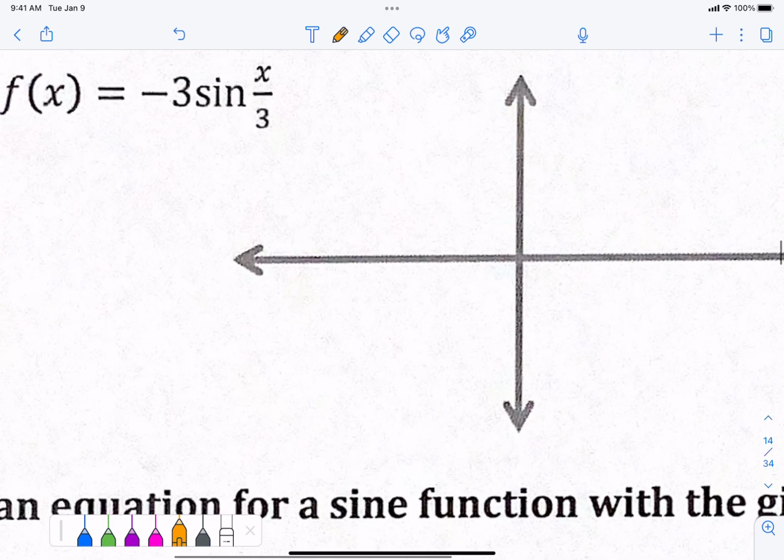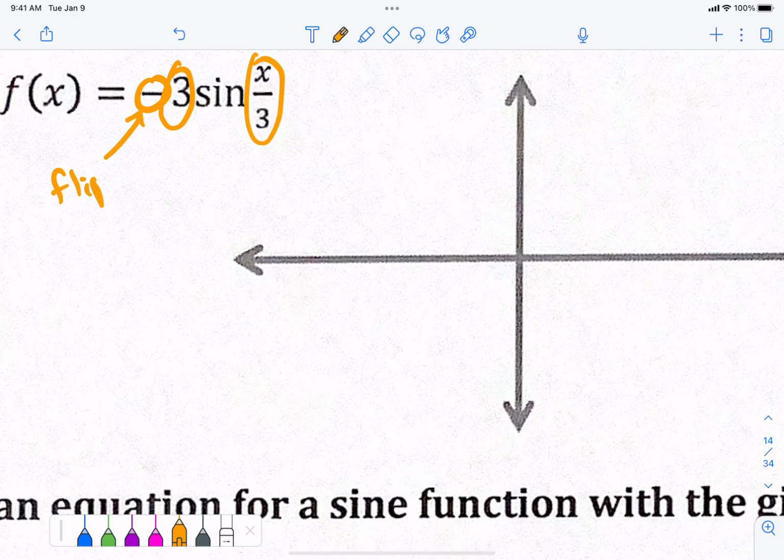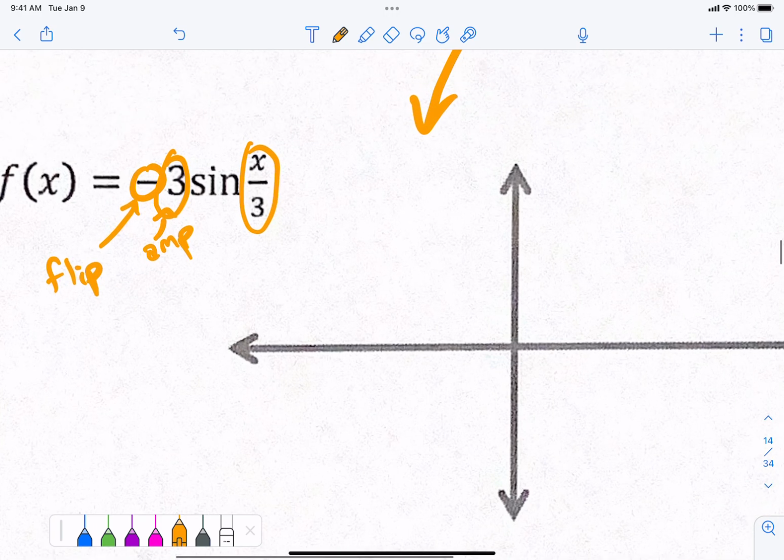How many things are happening to this graph? Technically 3. There's a minus here. This negative is doing something, the 3 is doing something, and this is doing something. The negative is going to flip it. The 3 is going to change the amplitude, so it's going to be taller. And this tells me what the B value is. What's B? 1/3. That tells me the period.